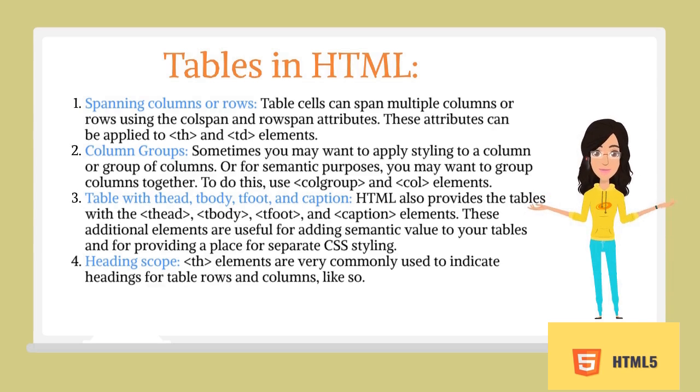The point to be noted here is scope is known as an enumerated attribute, meaning that it can have a value from a specific set of possible values. The set includes col, row, colgroup and rowgroup. Now let's see further.